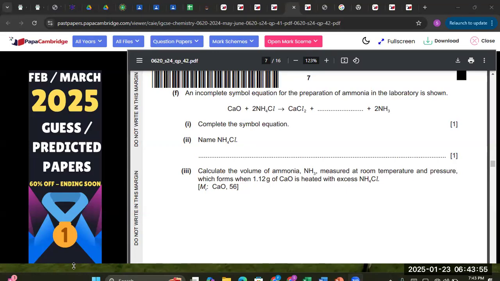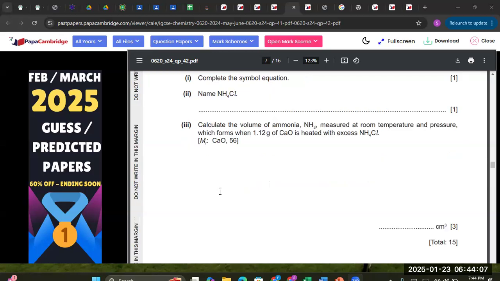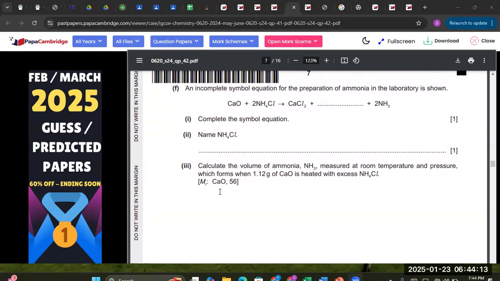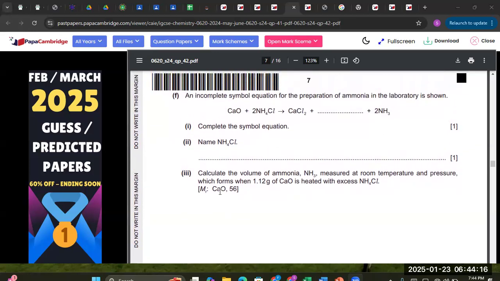Can you give the name of the compound NH4Cl? What do you think the name will be? Ammonium chloride. Yes, good. Calculate now, this is a moles question. Calculate the volume of ammonia measured at room temperature and pressure, which forms when 1.12 grams of calcium oxide is heated with excess ammonium chloride.